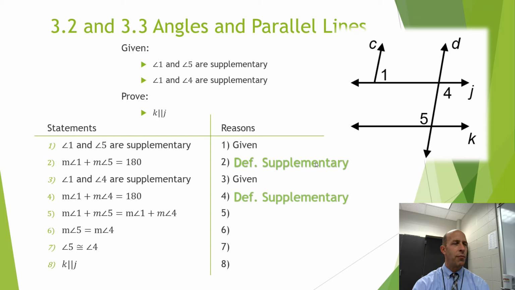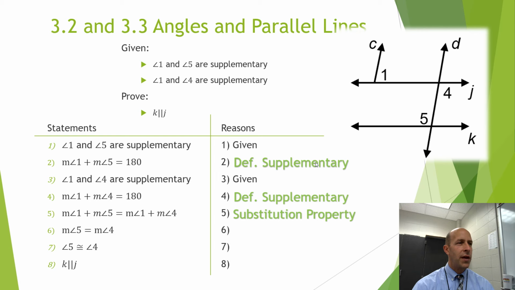Step 5, I am combining what we've done in steps 2 and 4. In step 2, we have the measure of angle 1 plus angle 5 equals 180. And then in step 4, I know that the measure of angle 1 plus the measure of angle 4 is 180. Therefore, I conclude that the measure of angle 1 plus the measure of angle 5 is equal to the measure of angle 1 plus the measure of angle 4 because they're both equal to 180, and that's by the substitution property.